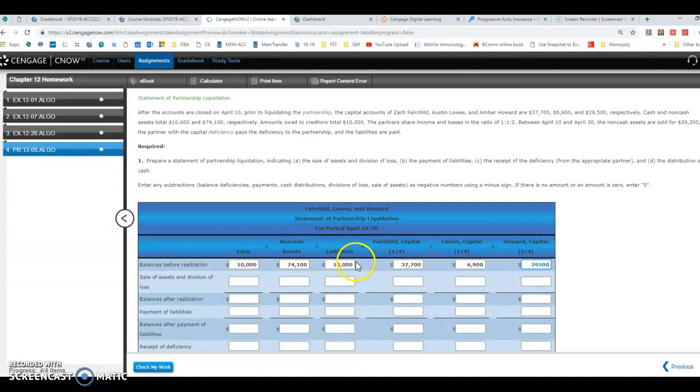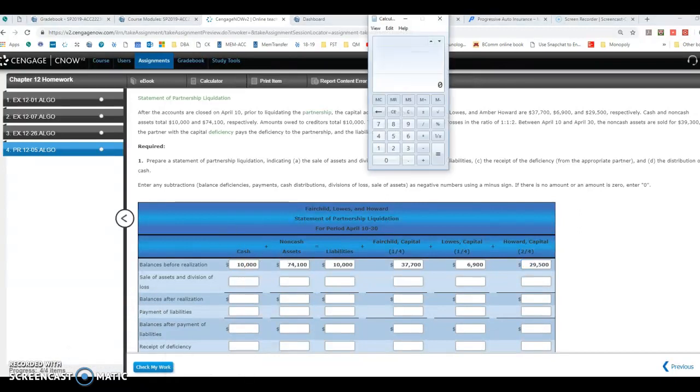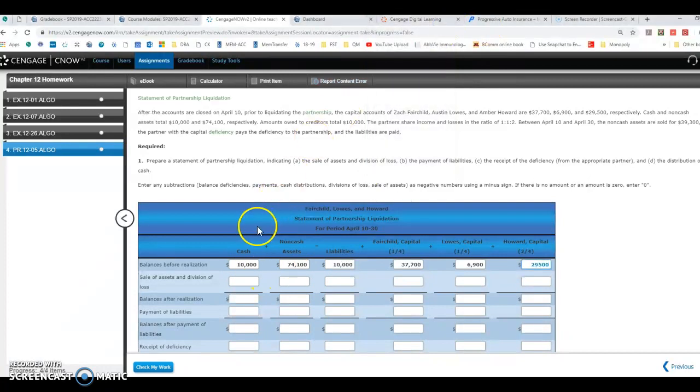If we were to add up our liabilities and capital, it should equal our assets, cash and non-cash assets. Let me bring up a calculator real fast and prove that that should be true. So liabilities are $10,000 plus $37,700, $6,900, and $29,500 equal $84,100. And we can see here if we were to add $74,100 plus the $10,000, we'd have $84,100. So our accounting equation is in balance.